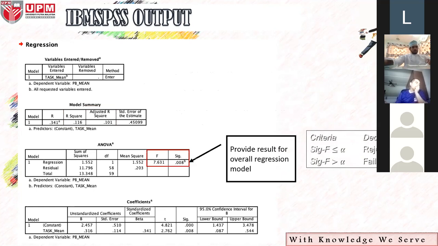Okay, and then the second ANOVA table. This ANOVA table represents the overall model of our study. So based on this table, what we want to report is the F and significant F. The F value is 7.631. The significant F equals 0.008, which is lower than our alpha.